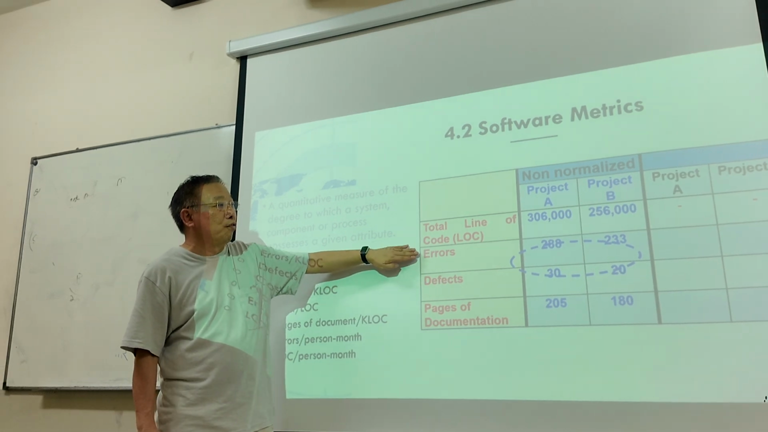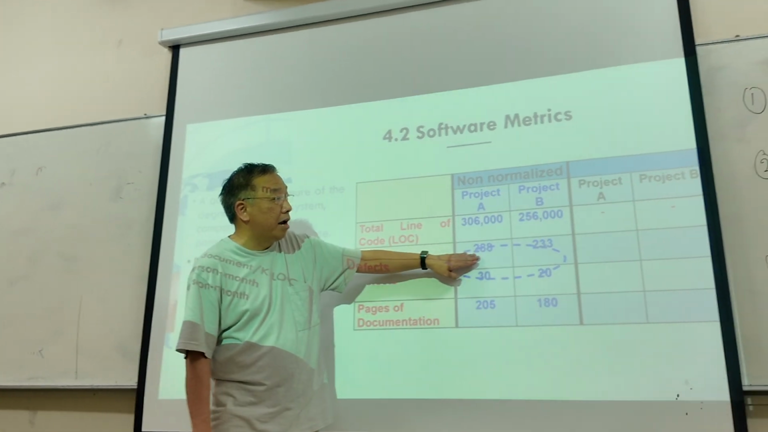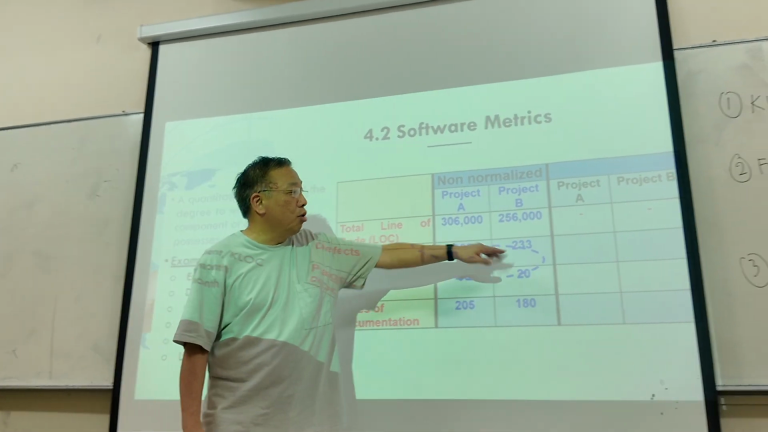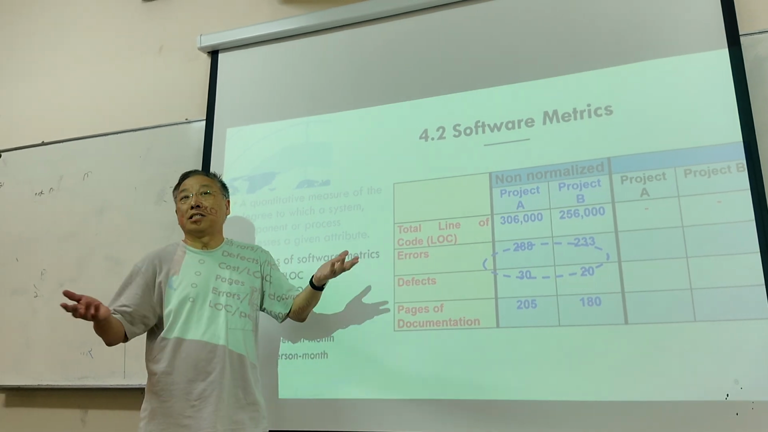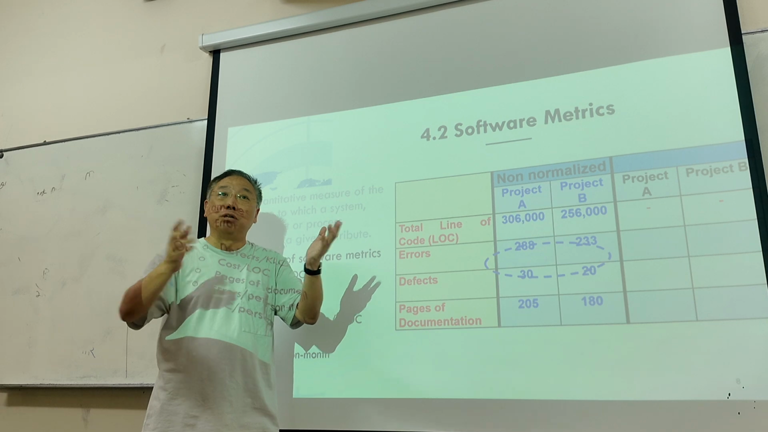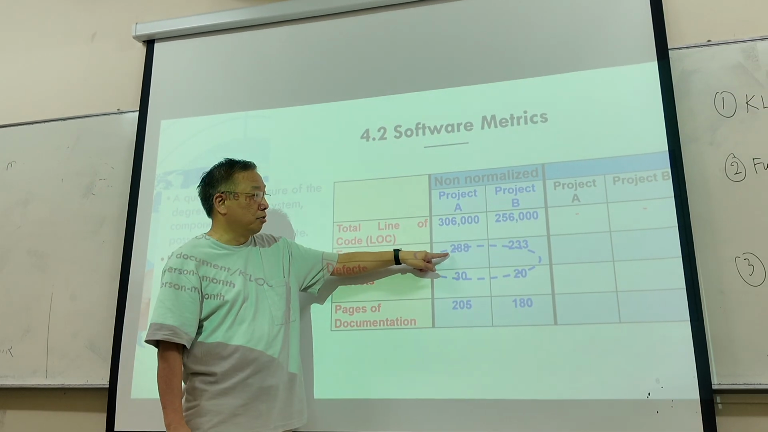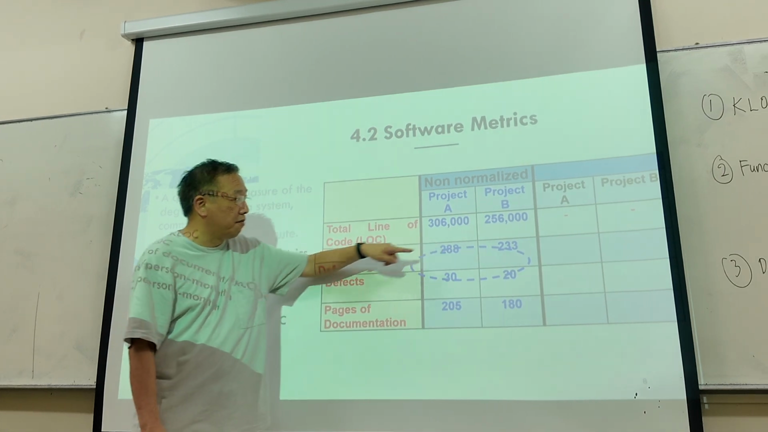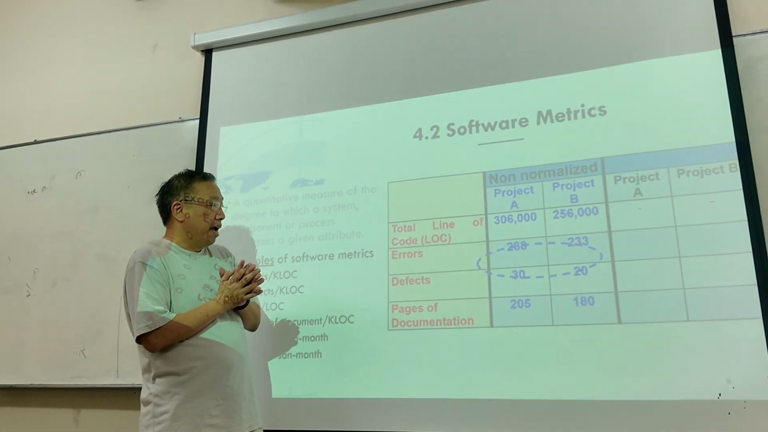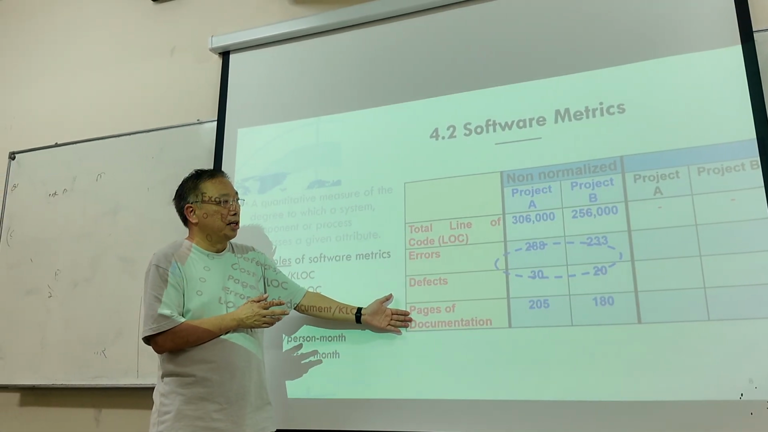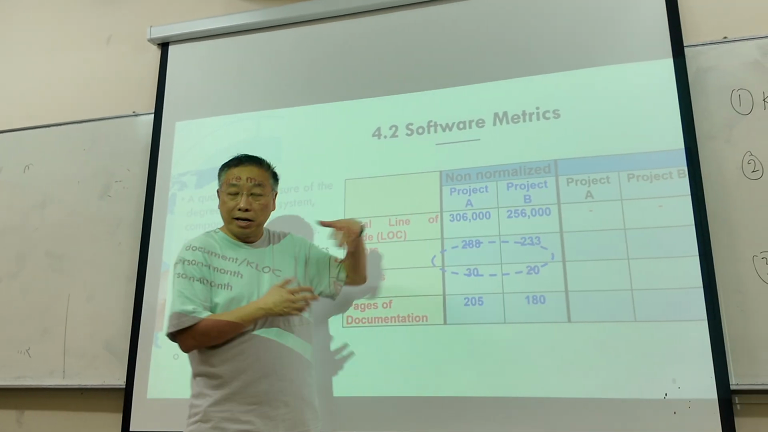Then you also keep track of the number of errors and defects. In project A, there are 288 errors during testing. Project B, there are 233 errors during testing. Defects are after you've passed the testing, then you let the users use the real environment, and the users found some problems there. That's why the number here is smaller than this, because this one is what you discovered during your software testing, and this one, defects, is when the end user discovered them while using it. And you also take pages of documentation. So you get all these variables, and you normalize them, and you can calculate them.